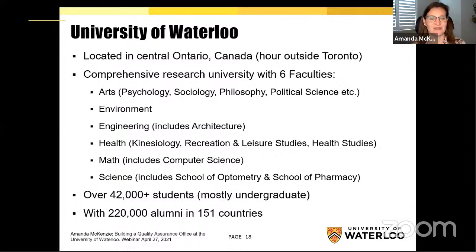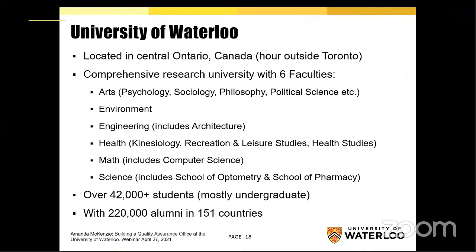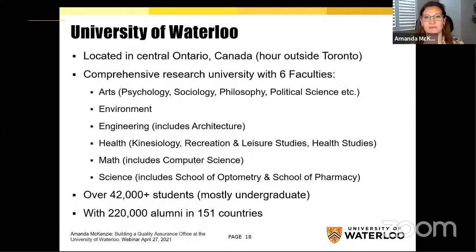There we go. Okay. So just to give you context about the institution that I work for and where we are, I did show you the map of the province of Ontario. We are about 1 hour outside of Toronto in southern central Ontario. The University of Waterloo is a comprehensive research university, and we have 6 faculties. So we pretty much cover everything, but we're most known for our STEM fields, which would be our engineering and our math and our computer science fields.